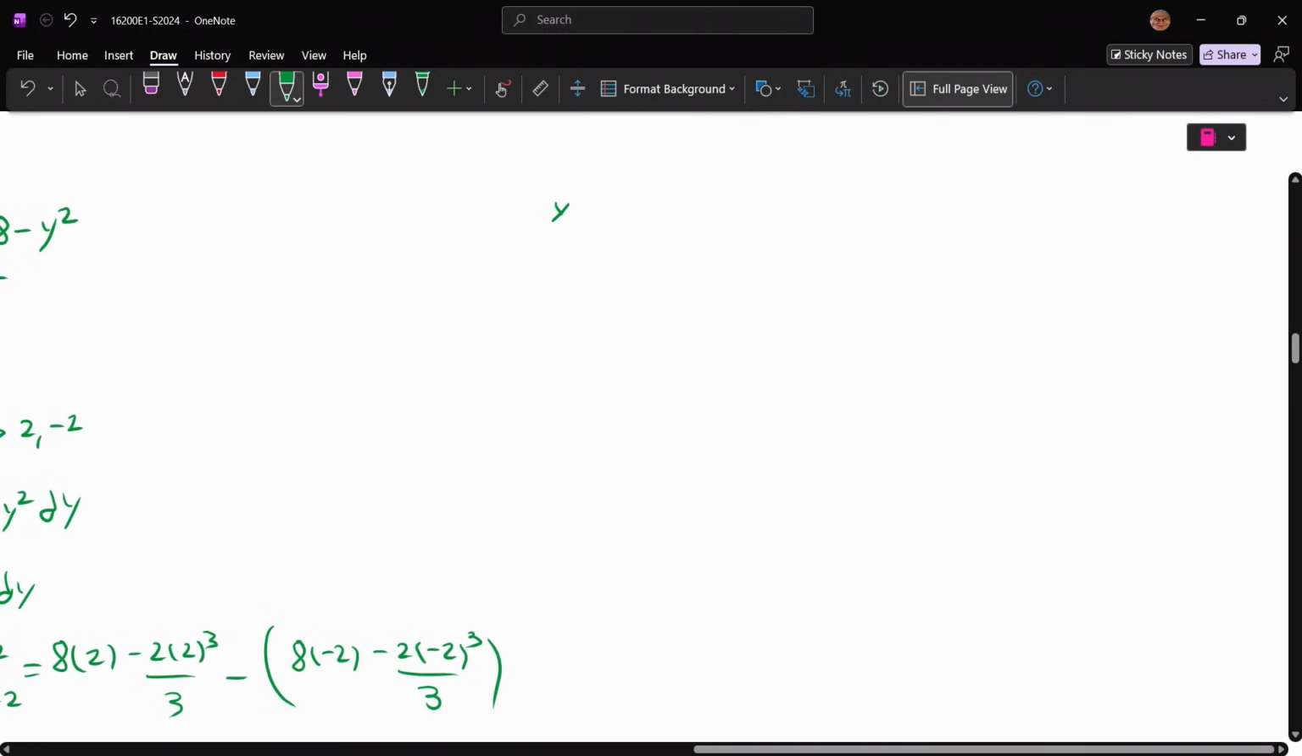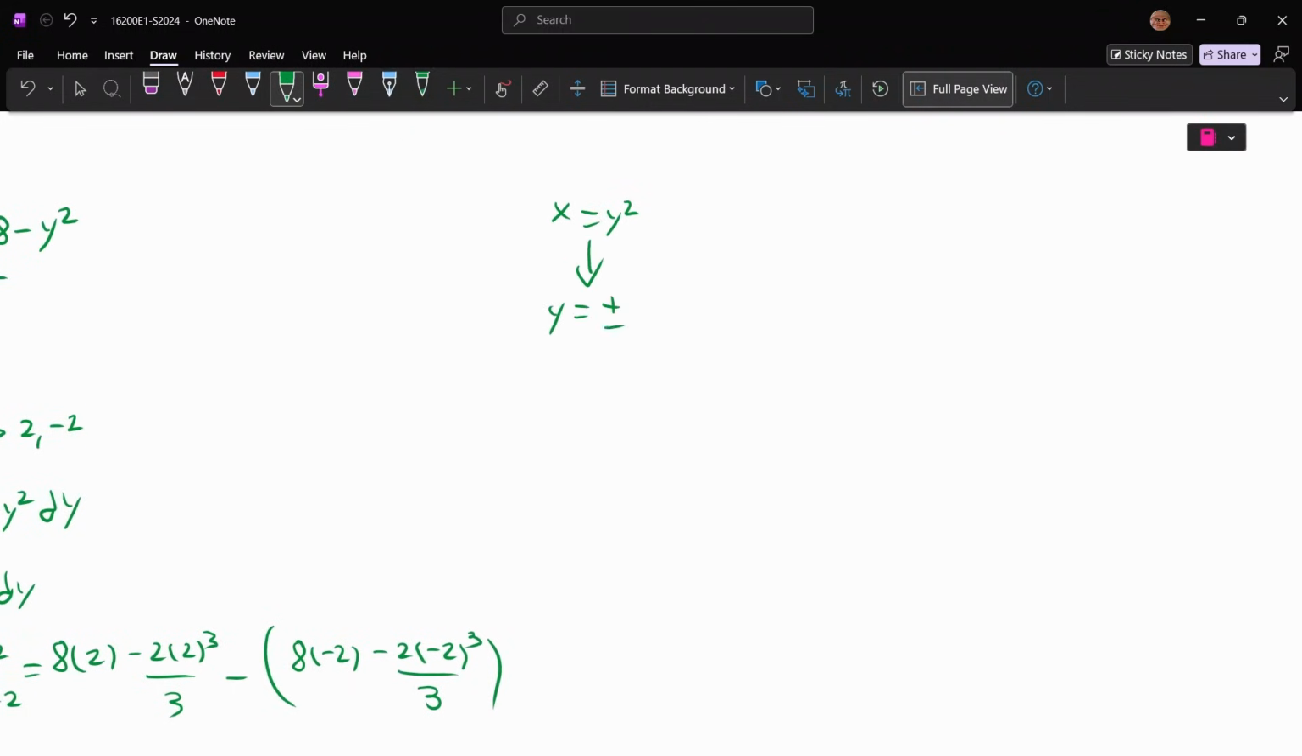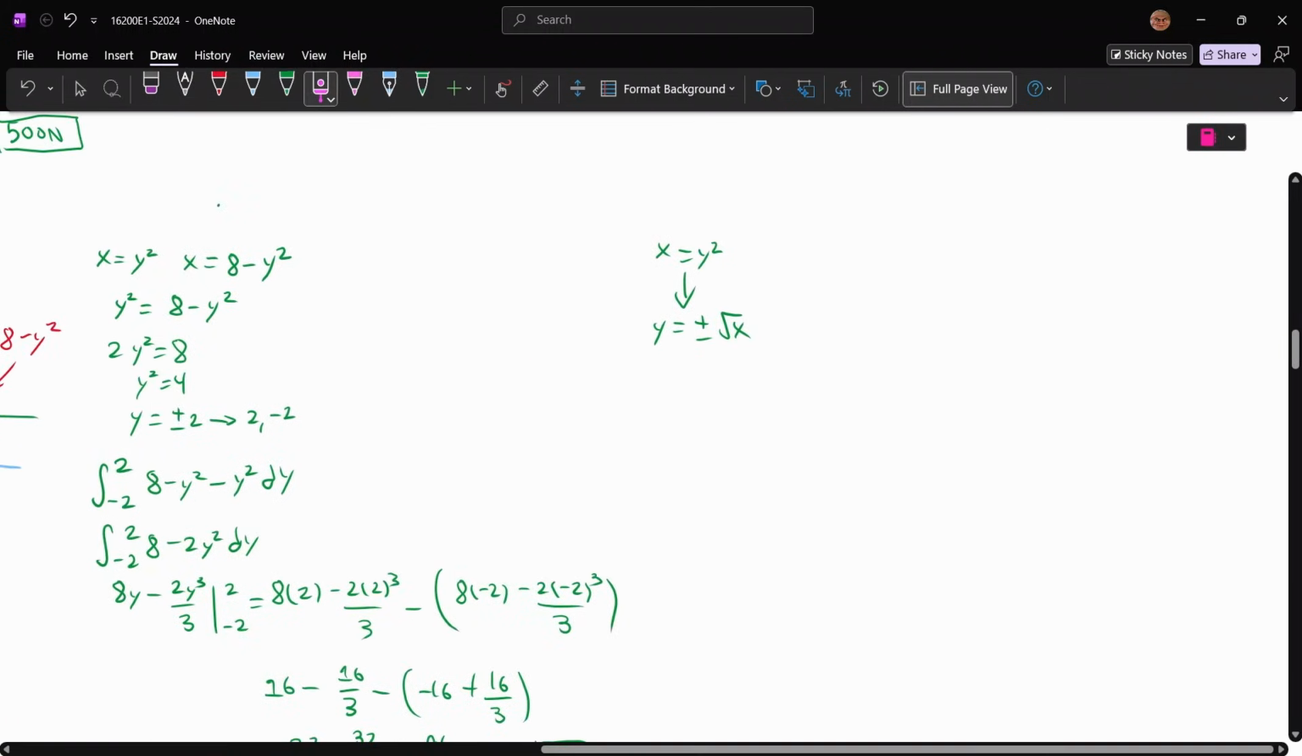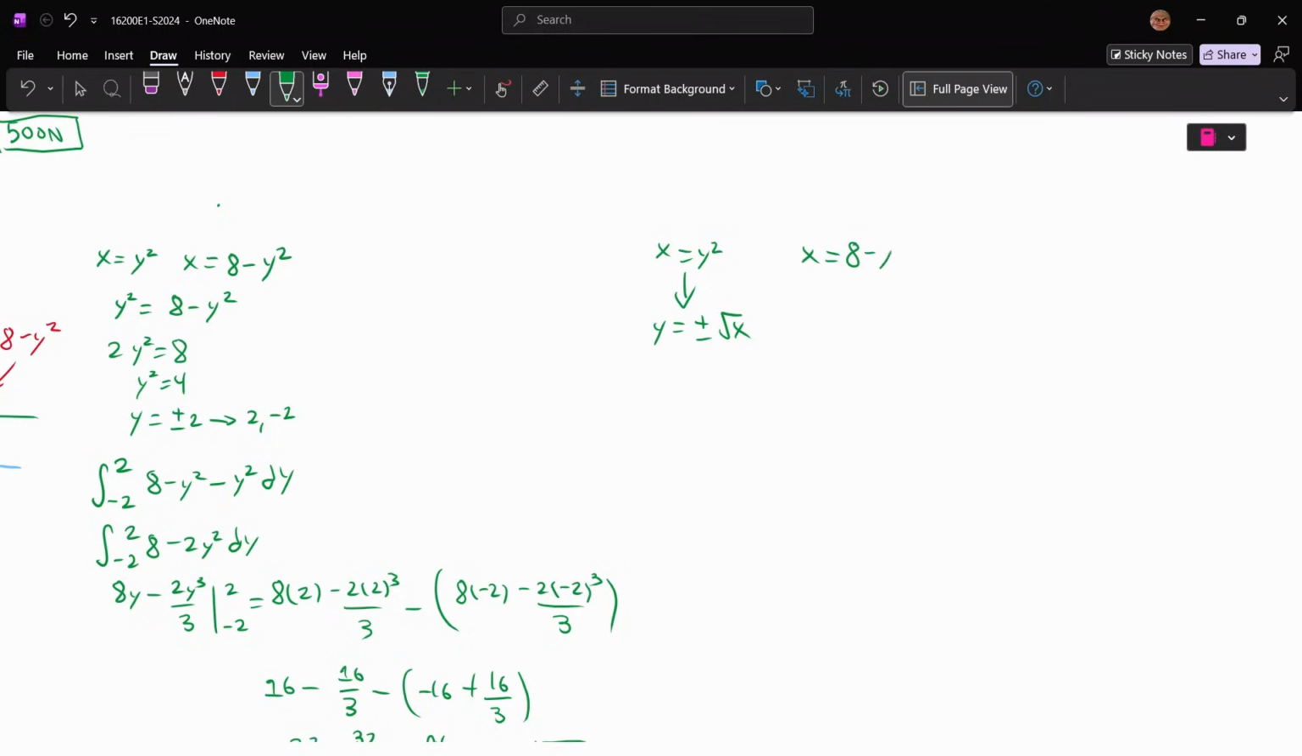So x equals y squared. This would become y is equal to plus or minus the square root of x. Emphasis on the plus or minus, because if you don't account for that, you're going to end up with basically the correct answer divided by 2. So keep that in mind, since we're dealing with a square root. Similarly, in the case of x is equal to 8 minus y squared, when you isolate y, you'll end up with y squared equals 8 minus x. So y is going to be equal to plus or minus the square root of 8 minus x.